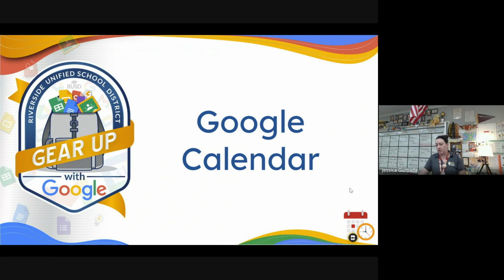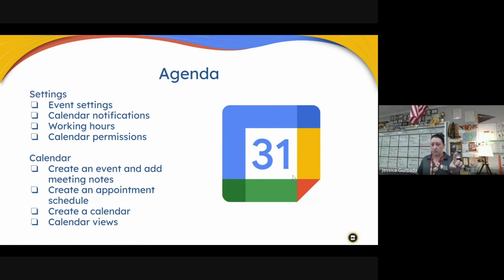We're going to start in Calendar. And if you have the little checklist, if you wanted to print that out, we're going to start looking at settings. So we're going to look at event settings, notifications, work hours, all this stuff. And then when we jump into the calendar piece of Google Calendar, how to create an event, appointment schedules, adjust a few things.